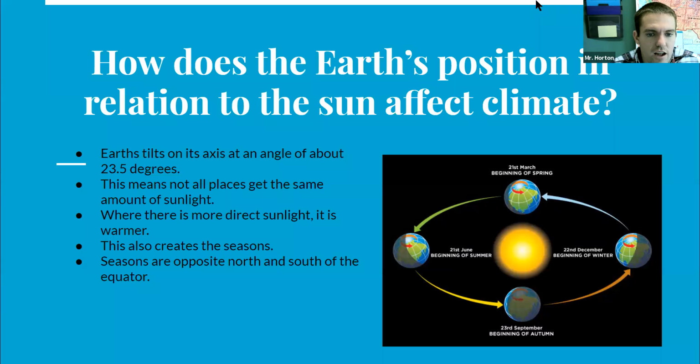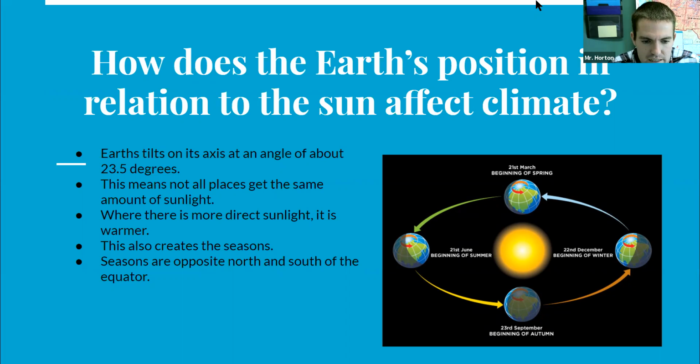So this means that not all places get the same amount of sunlight. Because of the Earth's tilt, different places around the world get different ranges of sunlight. You might get more sunlight in one part of the year and less in another. Where the sunlight hits most directly is where it's warmer.